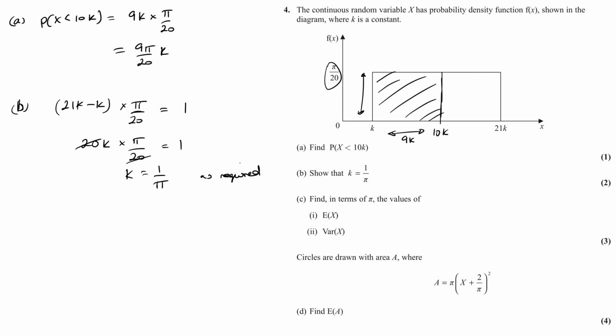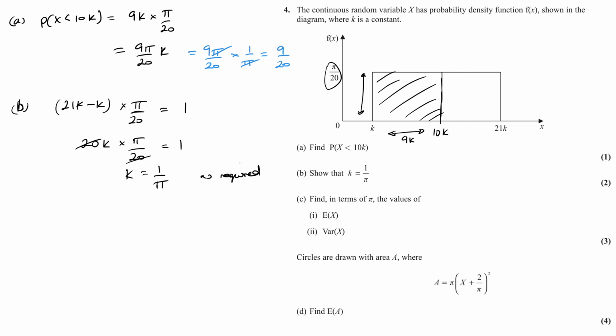Now, if I go back to the first part of the question, I'll do this in blue, just alongside. So 9 pi over 20 times 1 over pi for k, the pi's would cancel, so 9 over 20. Very strange. I just double checked the mark scheme, just to be sure.